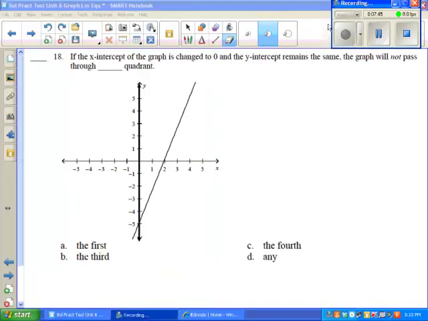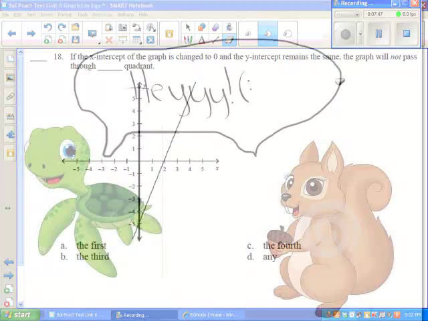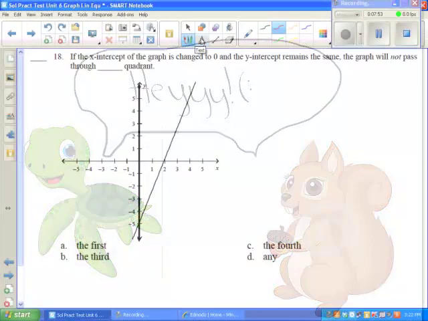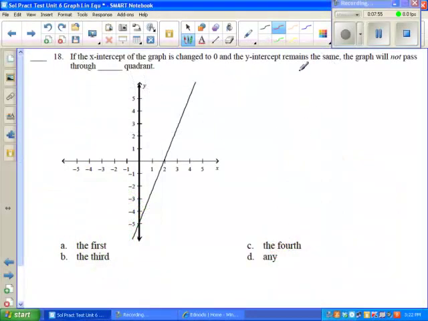All right. So now we have a couple all-stars in here. So if the x-intercept of the graph is changed to 0 and the y-intercept remains the same, the graph will not pass through blank quadrant. D. All right. Ooh, where did the D? Well, let's see, I think they just guessed probably.